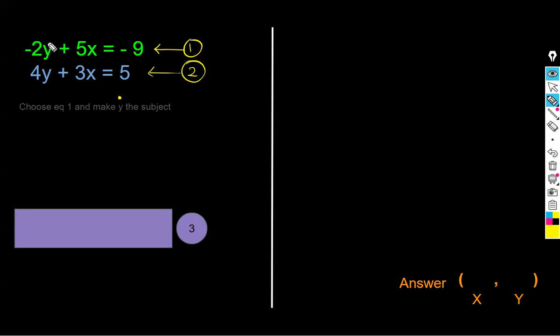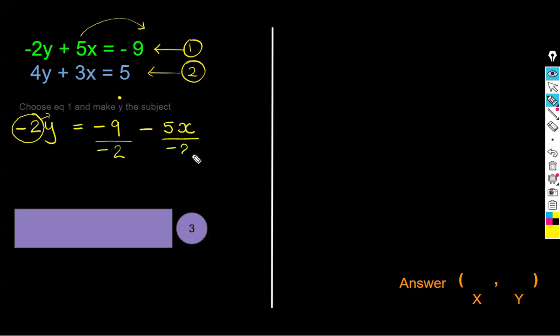So to make Y the subject, if I'm choosing equation 1, the first person I'm going to have to throw across is the positive 5x. So if I throw across the positive 5x, you're going to get what? Minus 5x. But we haven't made Y the subject as yet. You have to throw across the minus 2, which is a multiply. When you throw across a multiply, everyone here gets divided by what? Minus 2. Now, when you throw across a multiply, you do get a divide, but the sign does not change.